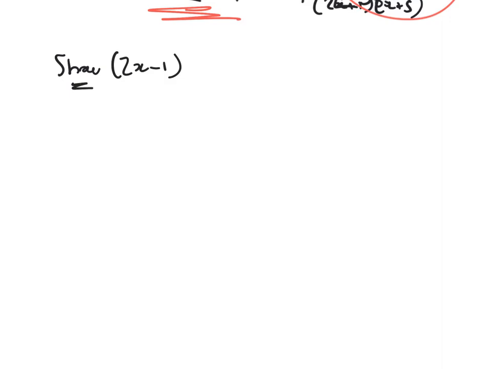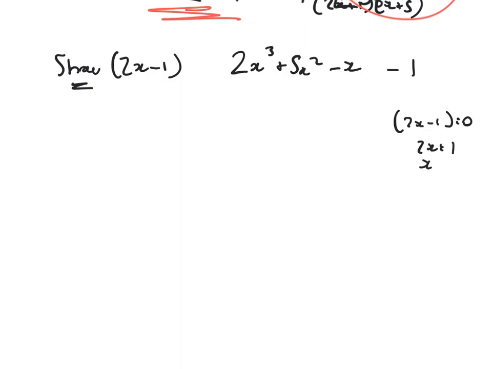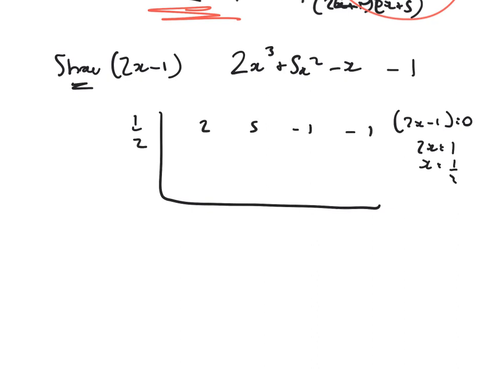Okay, the next one is show that 2x minus 1 is a factor of 2x cubed plus 5x squared minus x minus 1. So if 2x minus 1 is a factor, that will be the solution of 1/2 at the side, and set up my synthetic division with 2, 5, minus 1 and minus 1 being the coefficients.